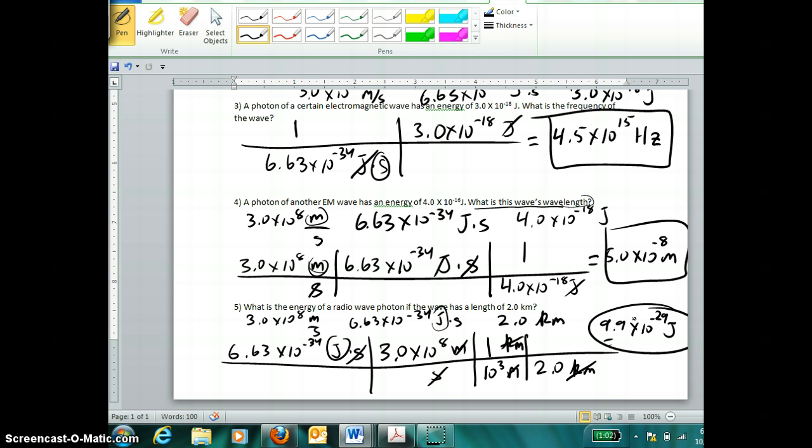But then again, radio waves are the longest of all electromagnetic waves, and being the longest, they have the least energy. They're the least energetic waves. So consequently, I would expect a very small energy for each photon of such a wave. And this is how we complete electromagnetic wave problems using the factor label method.